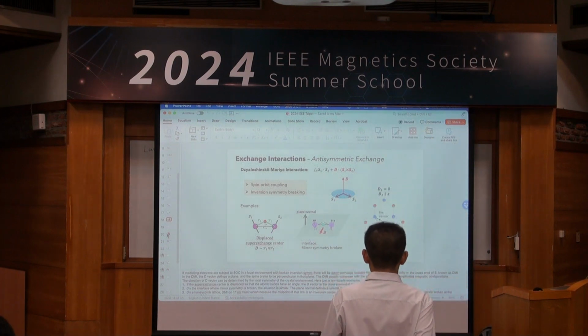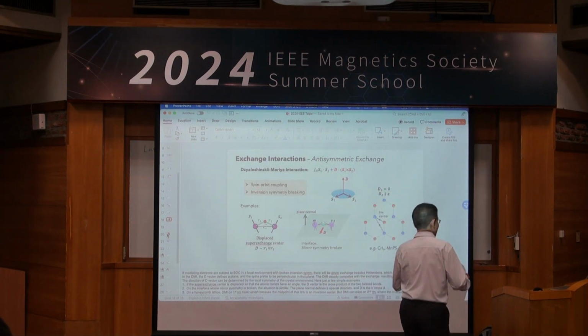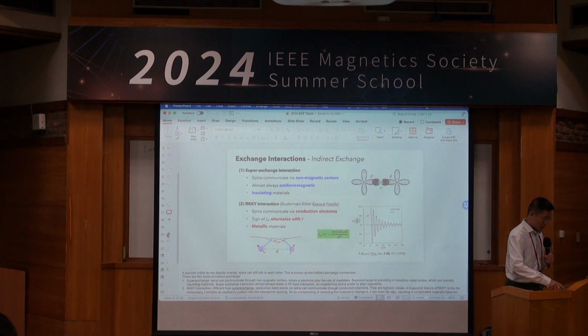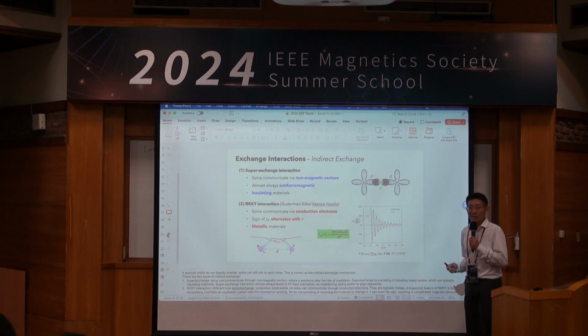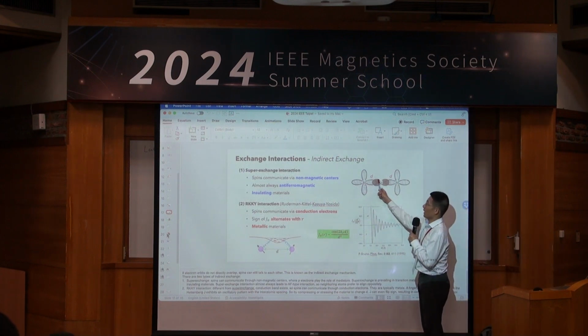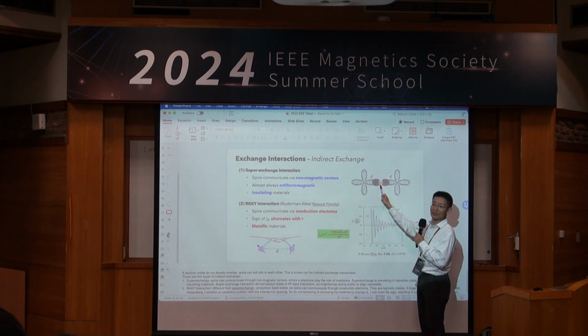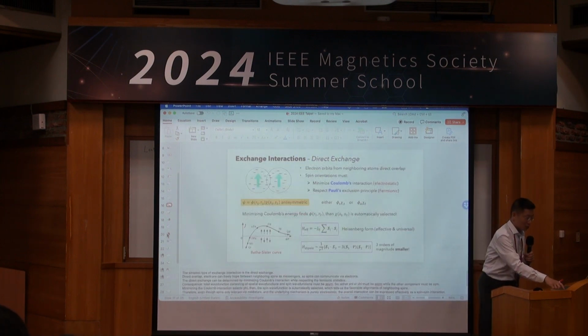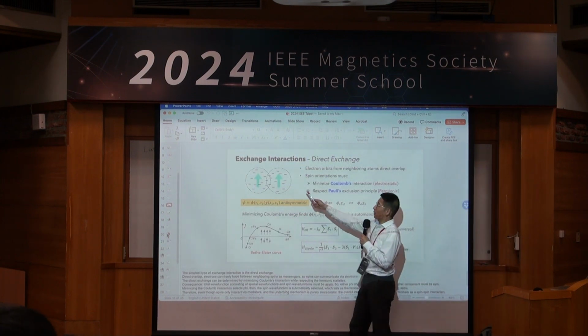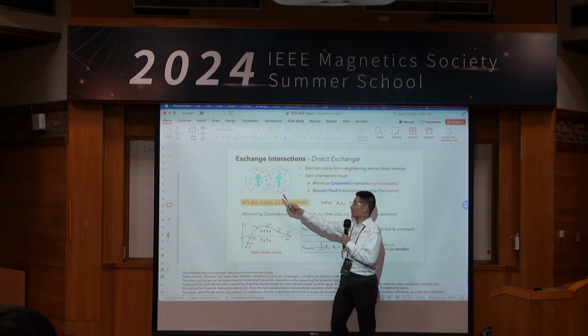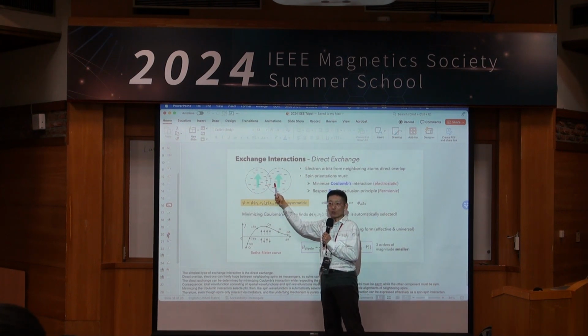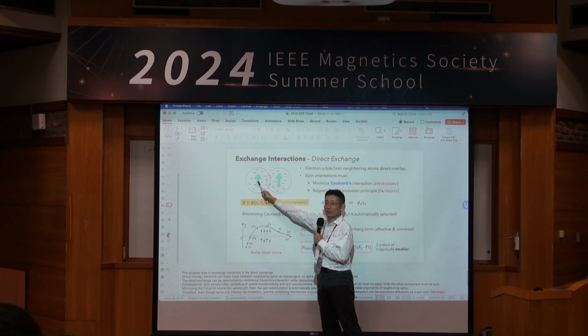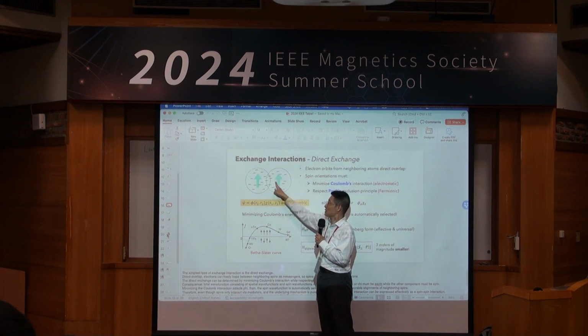That's a good question. For the superexchange, it's easy to define the bond angle because there's an intermediate site. But for the direct exchange, because it is direct, the two atoms directly overlap. So it's hard to define a bond angle because there's not another atom between them. You could say that the bond is still straight.